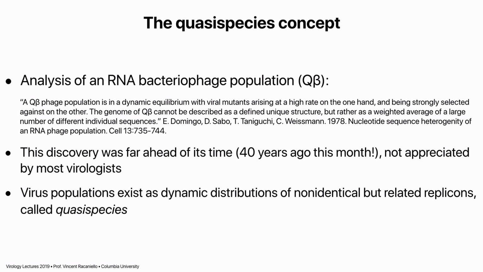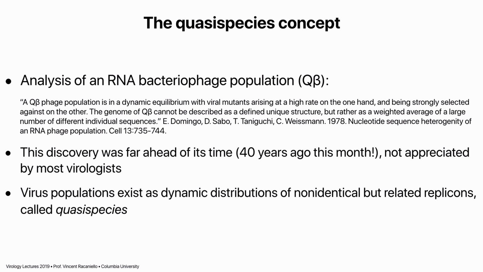The genome cannot be described as a defined unique structure, but rather as a weighted average of a large number of different individual sequences. Way ahead of its time, 40 years ago, it's now 41 years, that was last year's number. Not appreciated by most virologists what this meant, but now we understand that all virus populations are not one sequence. They are a dynamic distribution of non-identical but related replicons, and that's what we mean by a quasi-species.